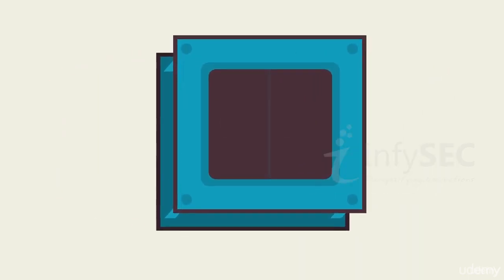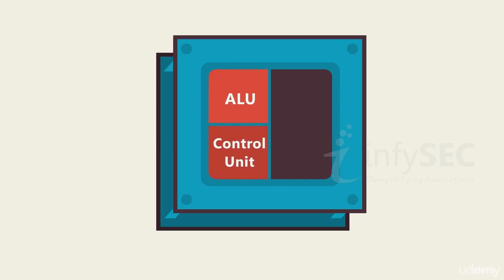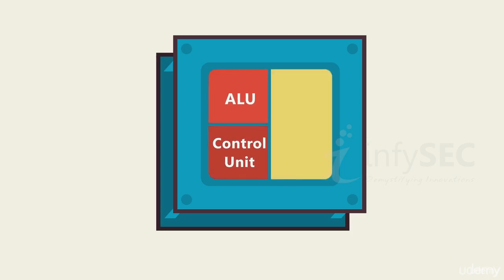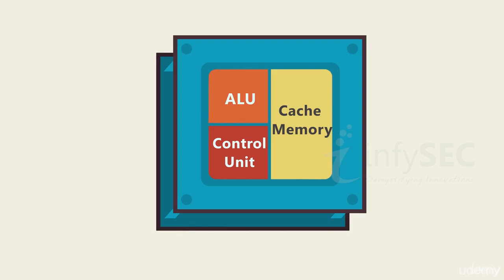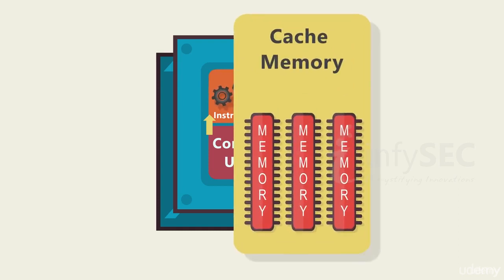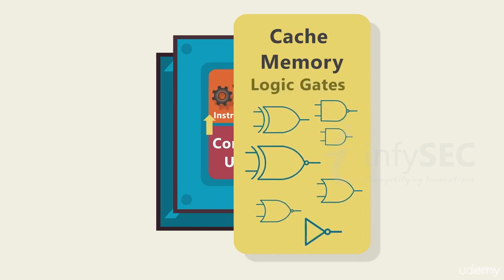It consists of two main parts: 1. Arithmetic and logic unit and control unit, and 2. Cache memory. And this together forms the processor core. The arithmetic and logic unit is directed by the control unit, and with the help of the cache memory executes instructions on the system. The instructions are executed with the help of cache memory, which holds memory units called registers on processor chips for storing and processing the data using logic gates.